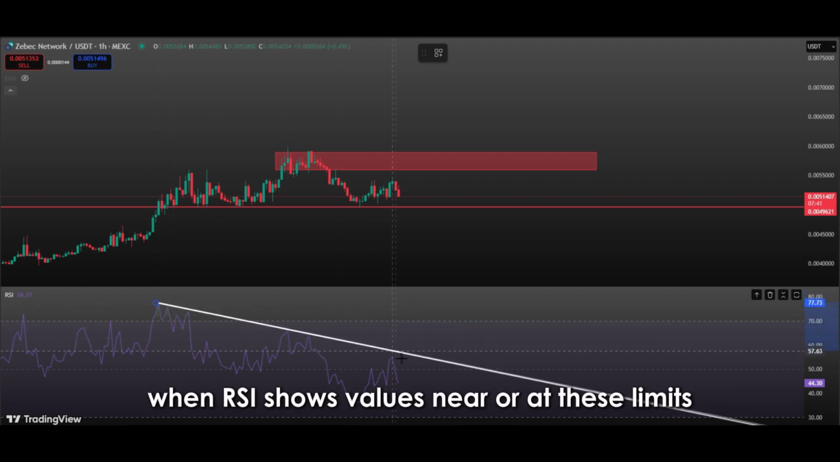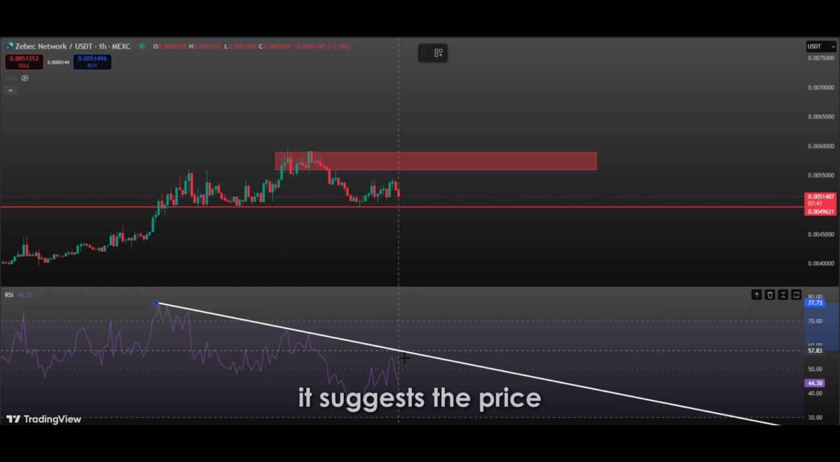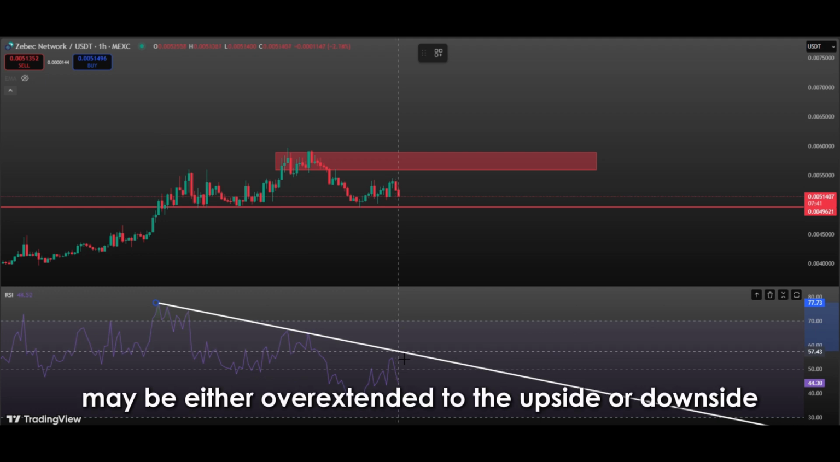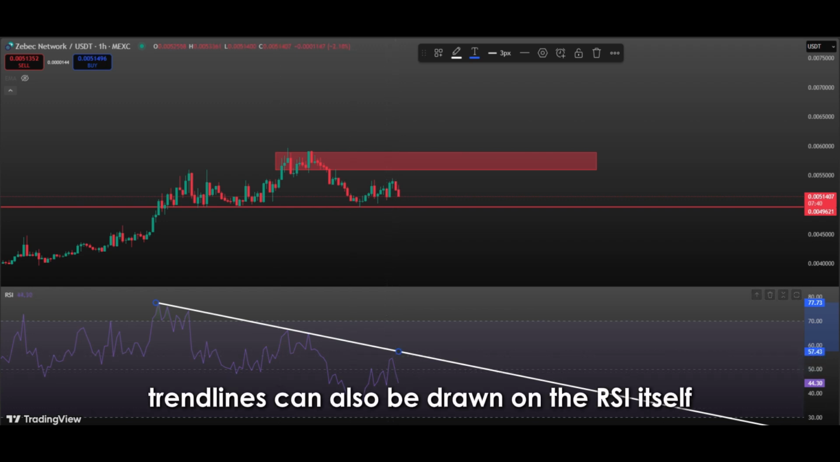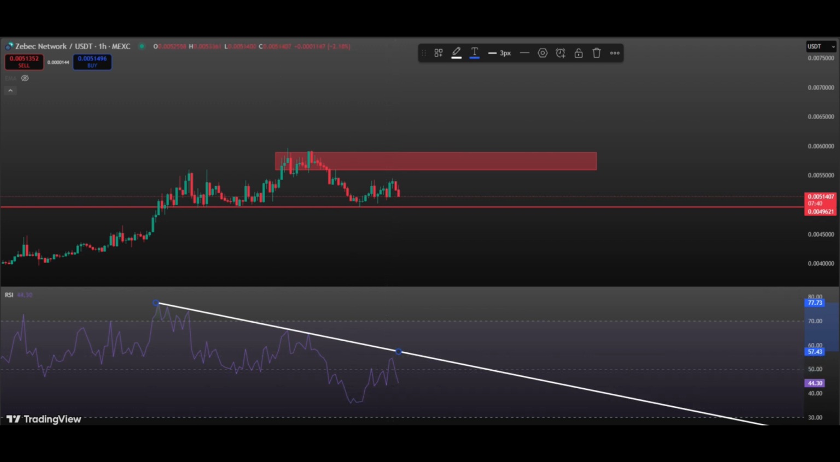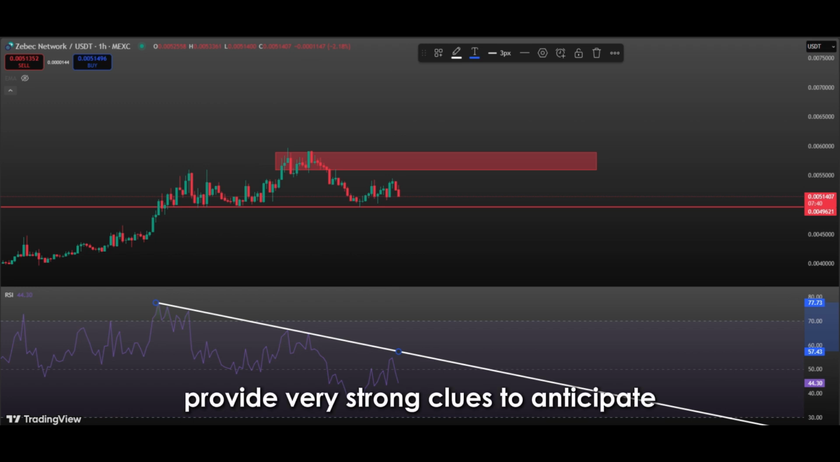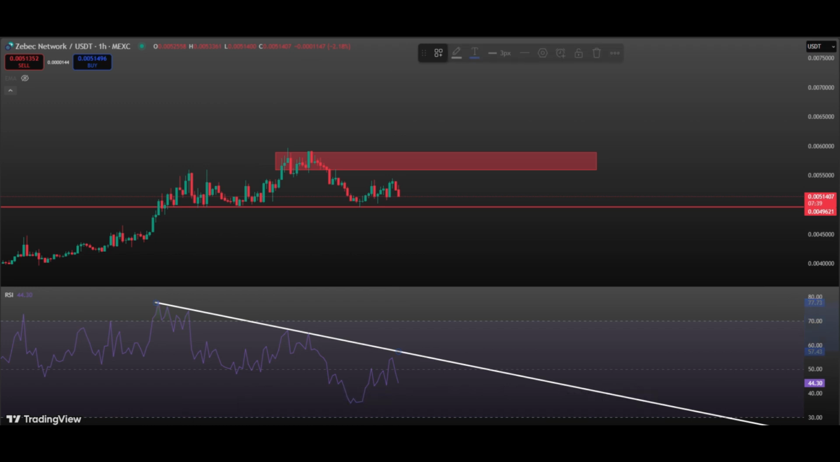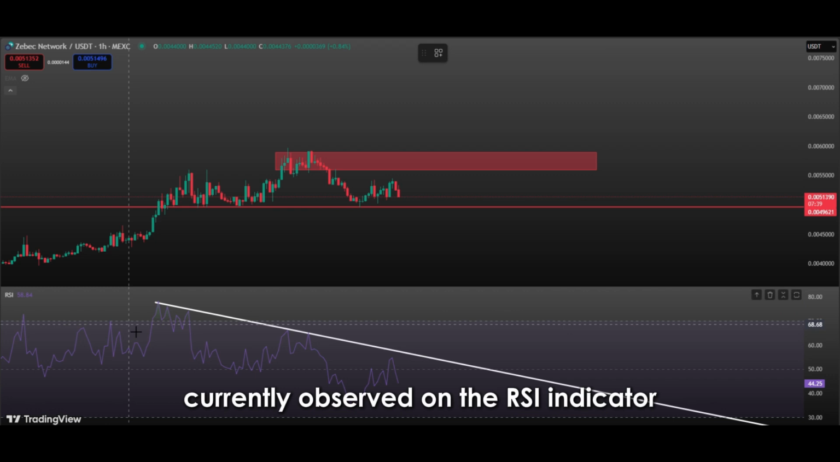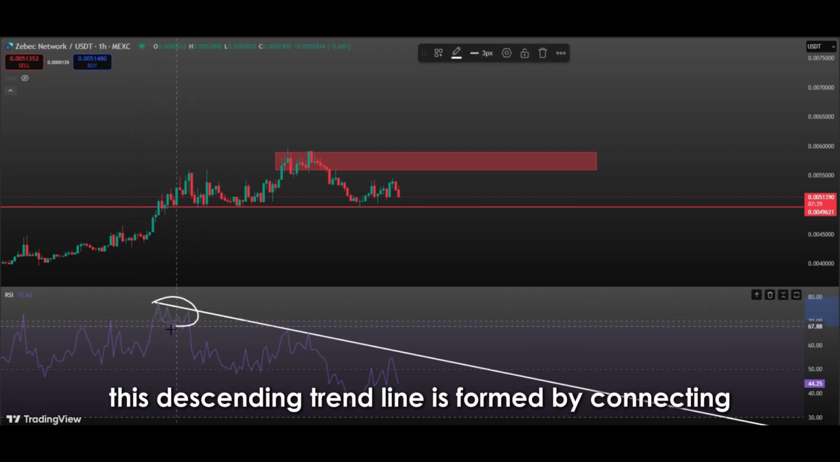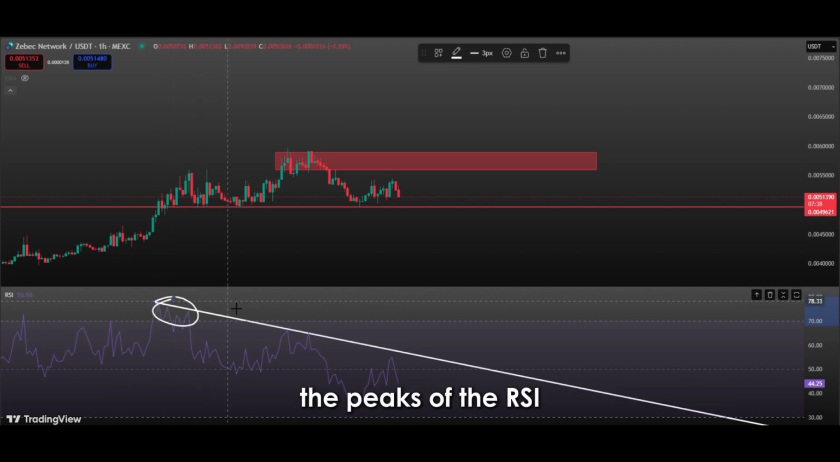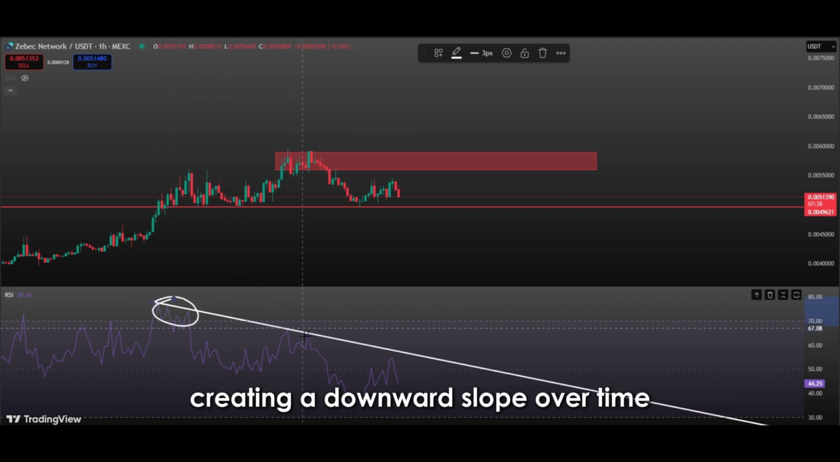When RSI shows values near or at these limits, it suggests the price may be either overextended to the upside or downside. However, in some cases, trend lines can also be drawn on the RSI itself, and these trend lines provide very strong clues to anticipate price movements in advance. The most notable structure currently observed on the RSI indicator is a descending trend line. This descending trend line is formed by connecting the peaks of the RSI, creating a downward slope over time.